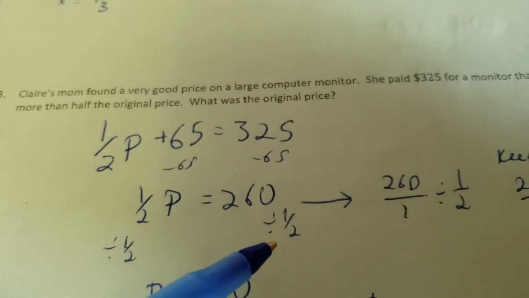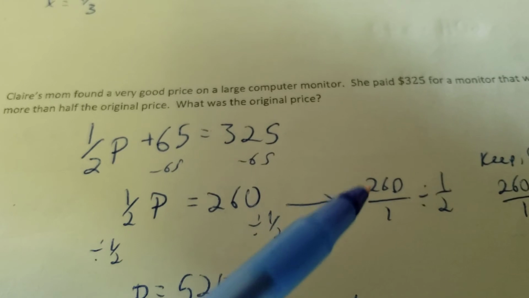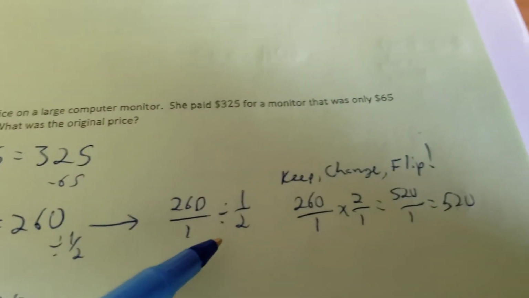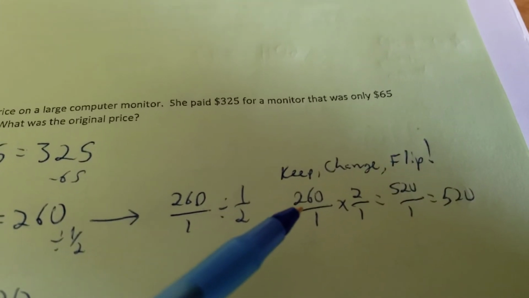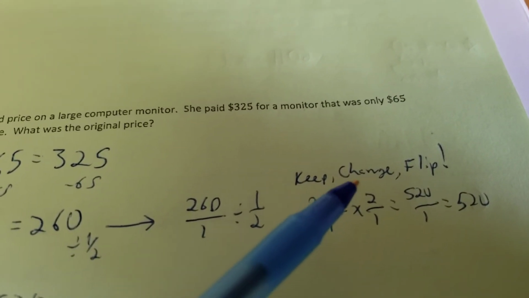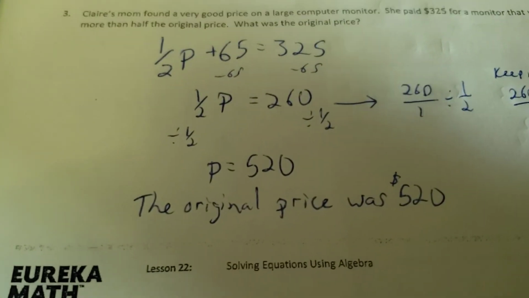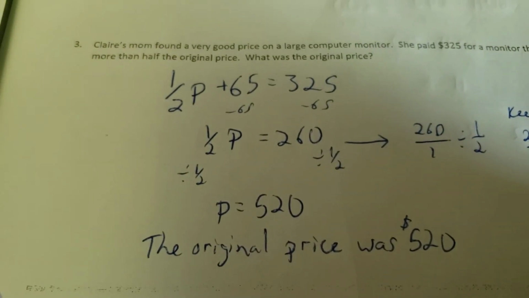If we're dividing in fractions, they both need to be fractions. So I put 260 over 1 divided by 1/2. And once they're both fractions, I can do my favorite little phrase of math, keep, change, flip. So keep it, change the times, and I flip it to 2 over 1. I get 520 over 1, or just 520. So the original price was $520.